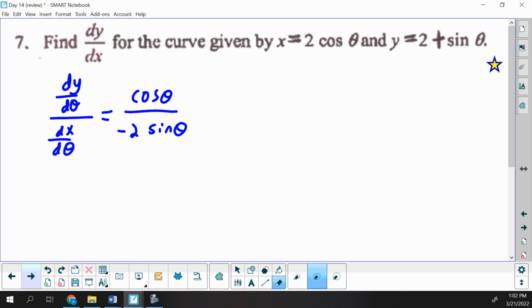So you could leave it as that. On free response, that would be full credit. Probably on a multiple choice, they'd have it neatened up. We could write this as negative 1/2, and cos over sine is cotangent theta.